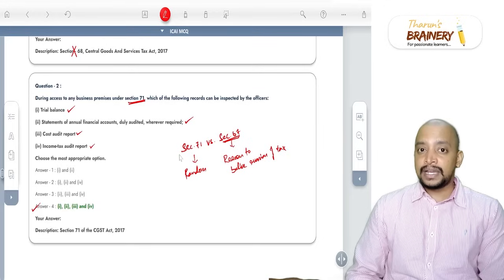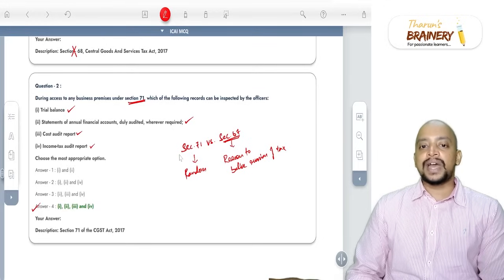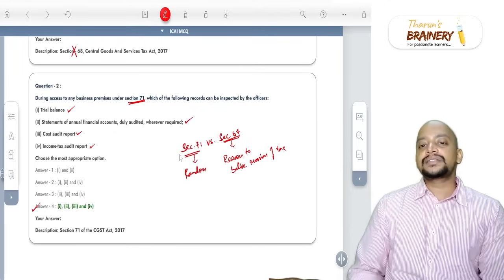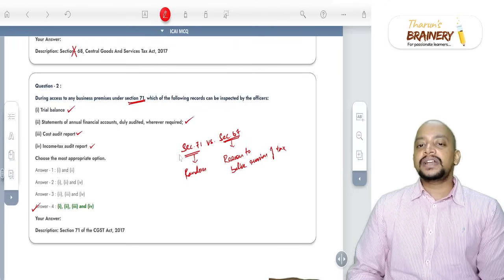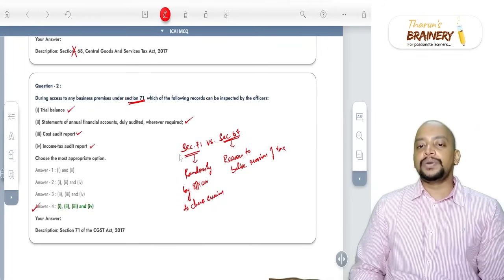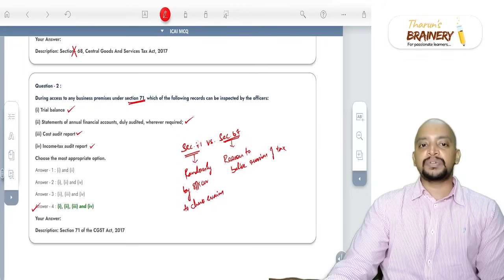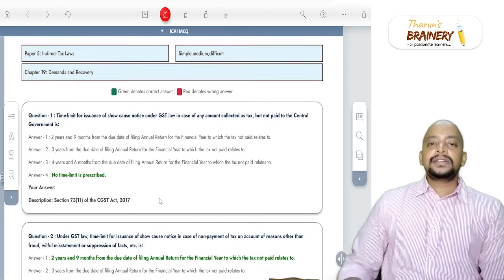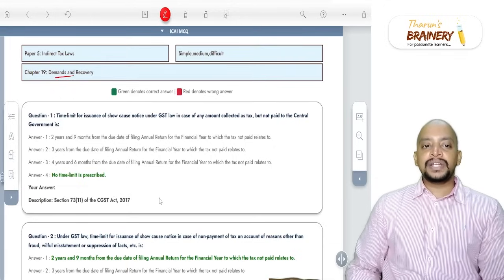This requires an order, inspection warrant, search warrant. But 71 is like normal access to business premises randomly by the officer, to check evasion. So they will be doing this. Okay. That is the difference between these two sections. Then next one. Chapter 19, demand and recovery.